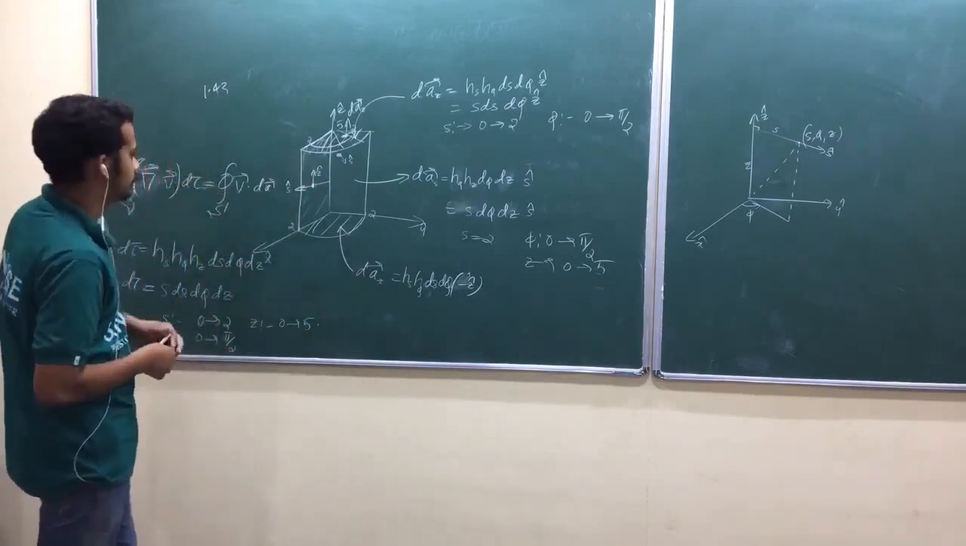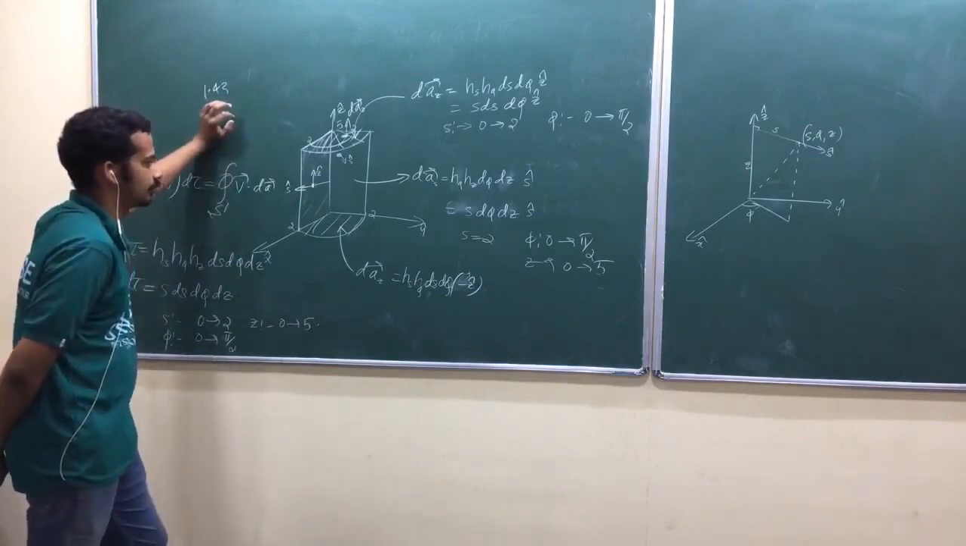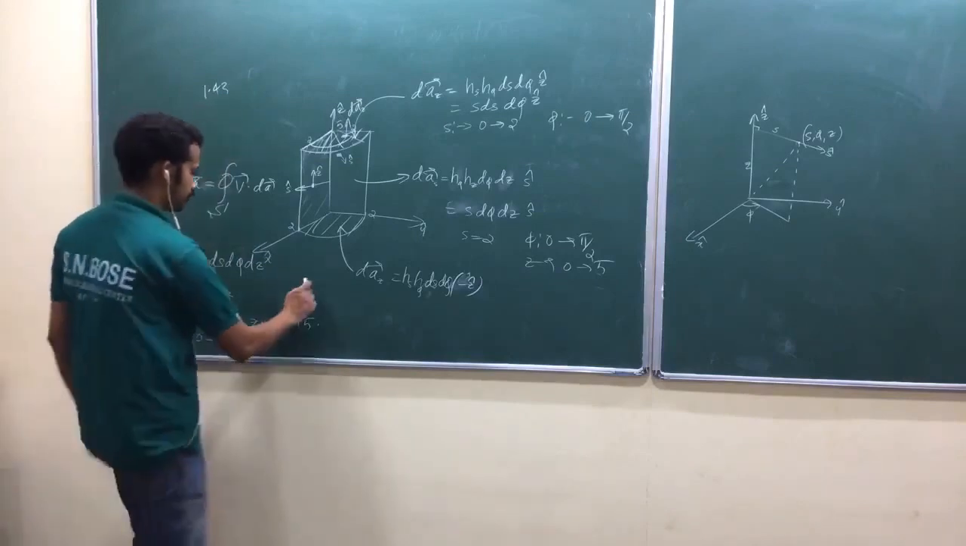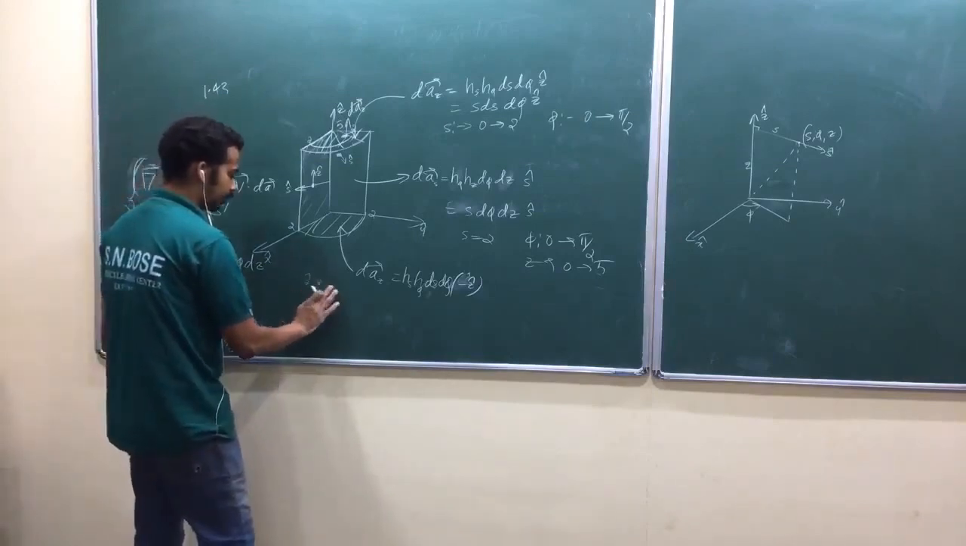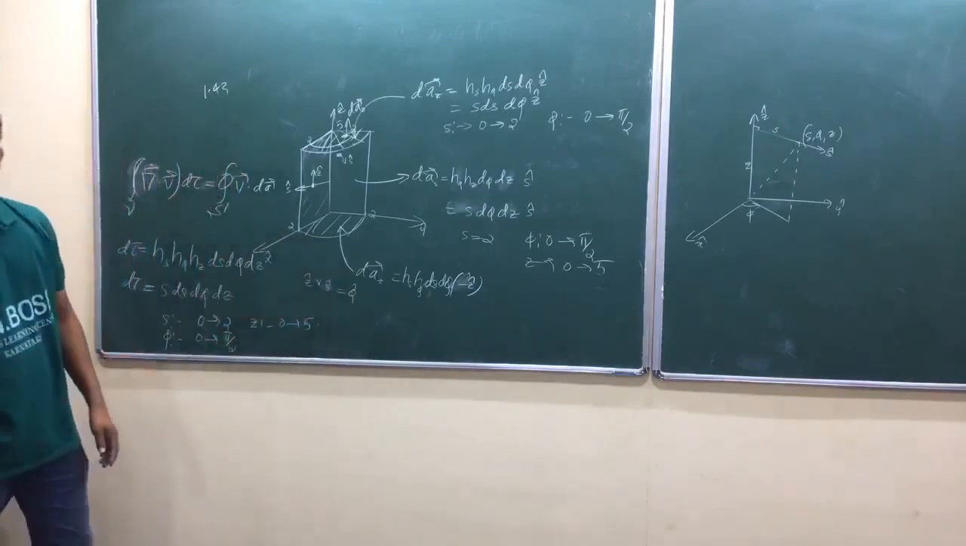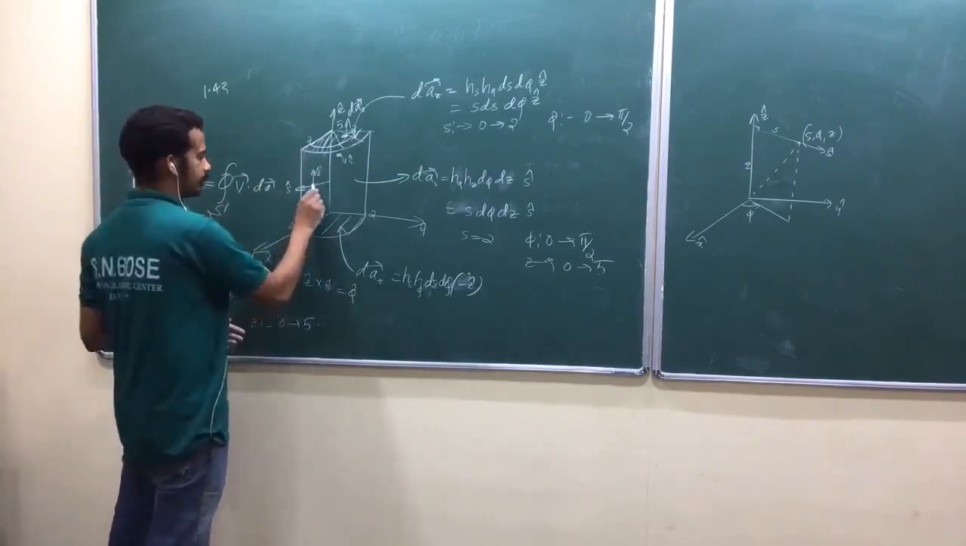What is your phi cap direction? How do you take phi cap direction? Z cap cross S cap, I think you can write as phi cap. It is in cyclic order, isn't it? Z cap cross S cap. So that is in this direction.